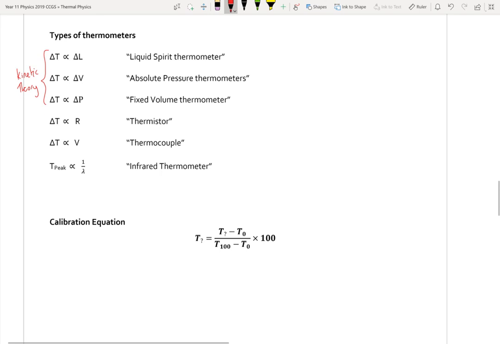Okay. All right. Next, these ones are a little bit different. They have different processes. We can't really explain the kinetic theory. This has electrical resistance. So we have a thermistor here. Make sure I have the right device. Here's our thermistor. And it's directly proportional to resistance.